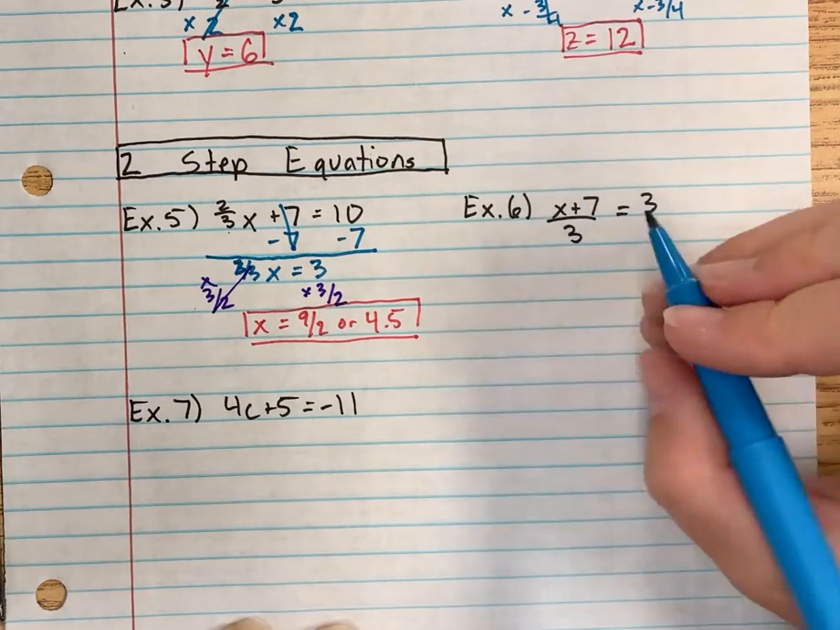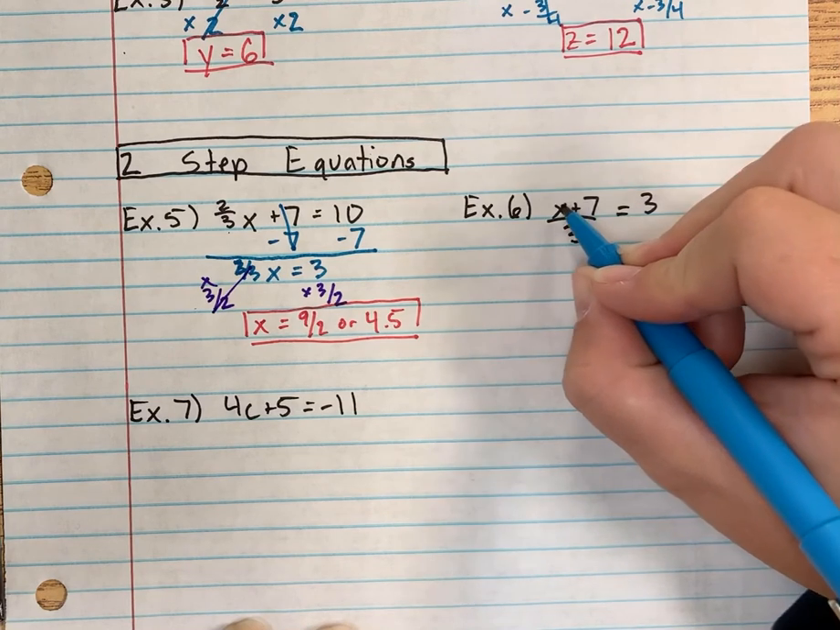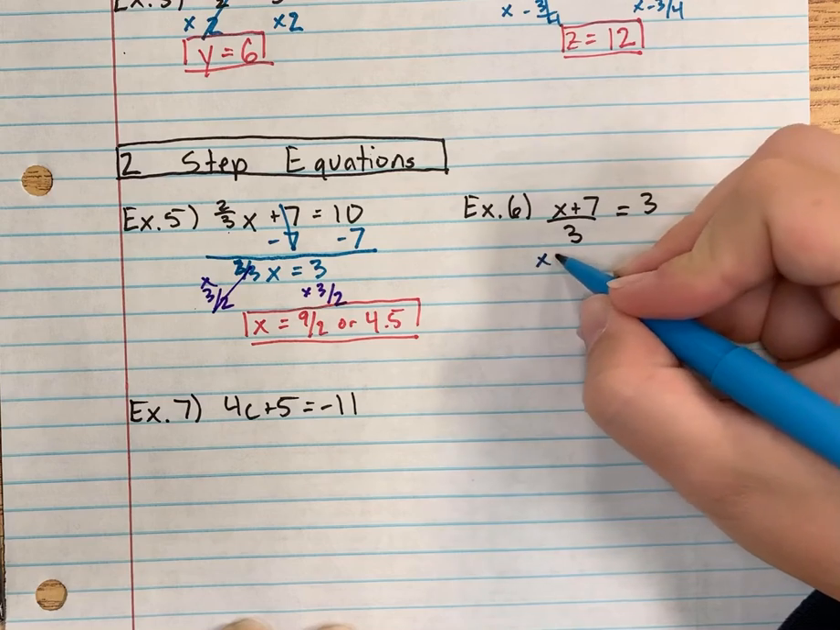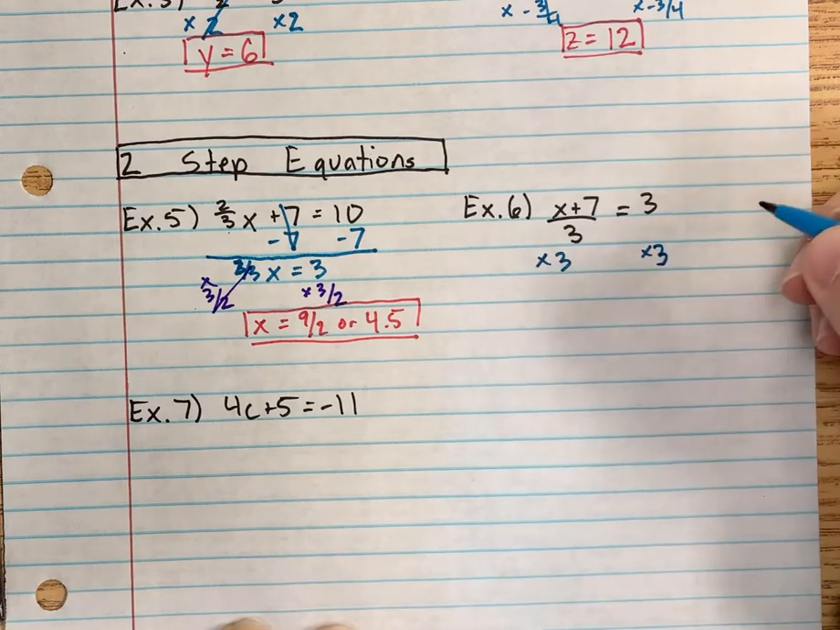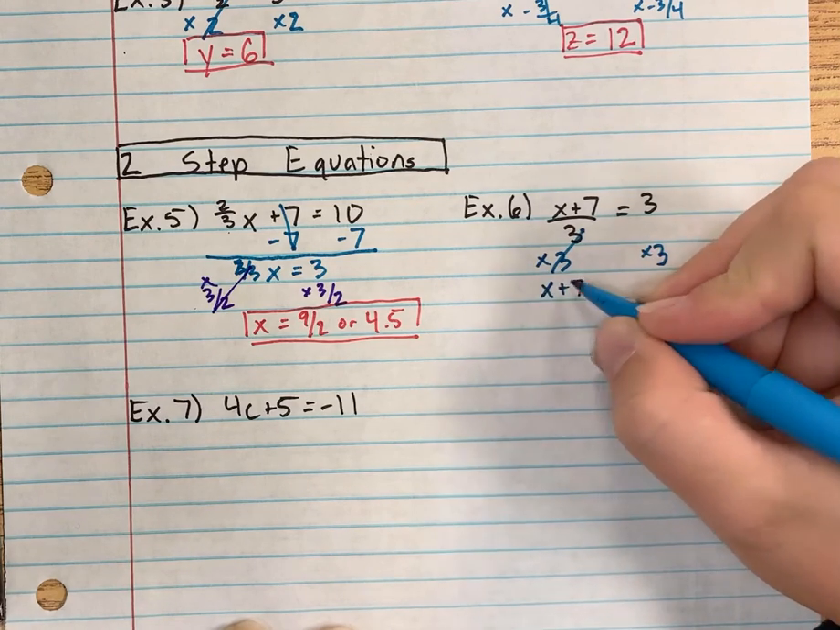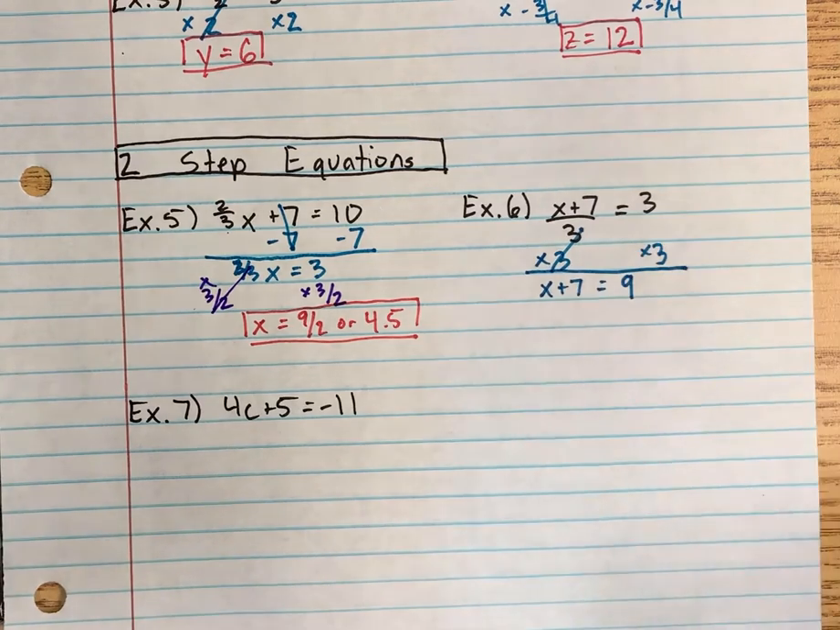So you actually want to start by getting rid of that 3. Okay, because it's not specifically attached to x. What's attached to x this time is the 7. So we're going to multiply both sides by 3. So then those cancel. So what you're left with is x plus 7 equals 9.